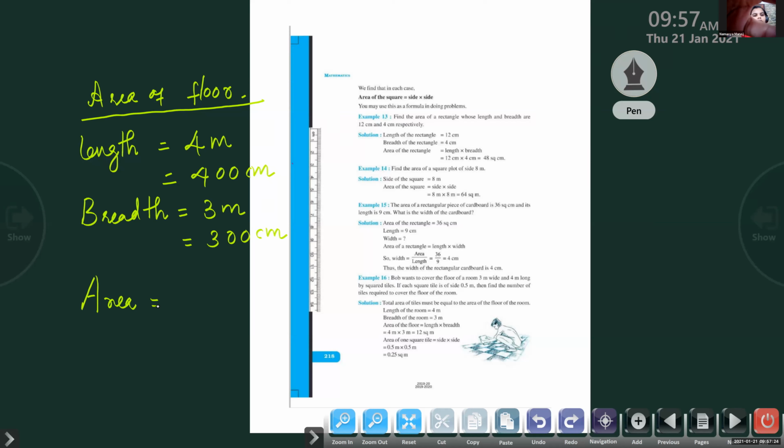Area. Ma'am, 400 into 300. How much will it be? Ma'am, 4 into 3. 4 into 3 is 12. Then how many zeros? Ma'am, 4 zeros. So this much square centimeter.